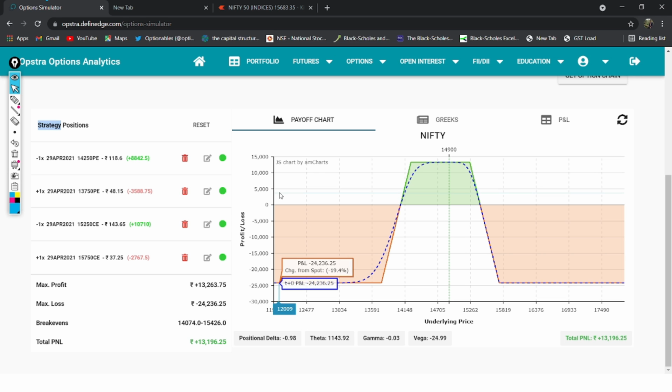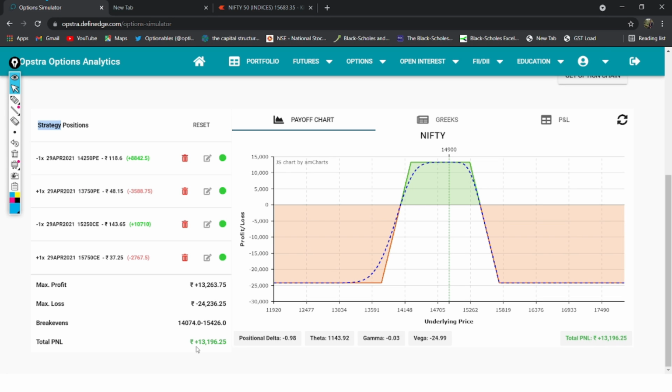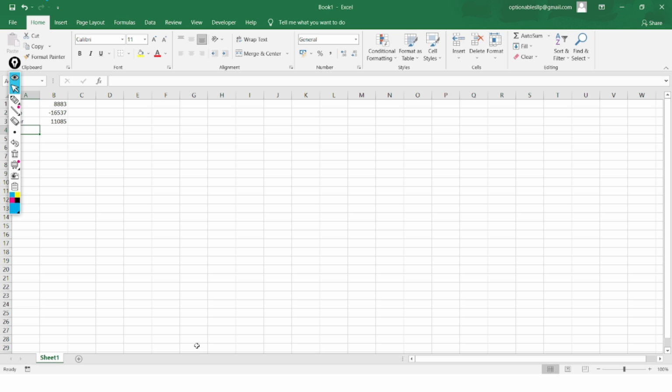So which means we never had to do any adjustment here. So this entire 13,000 is again our profit. So that is 13,196 is the total profit for April. And we are going to do for May.